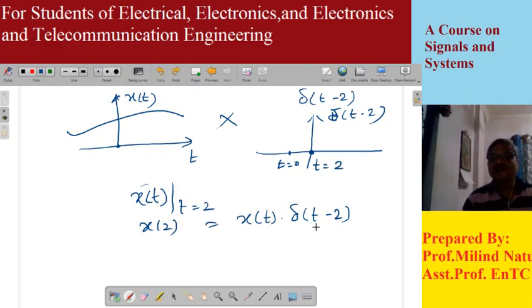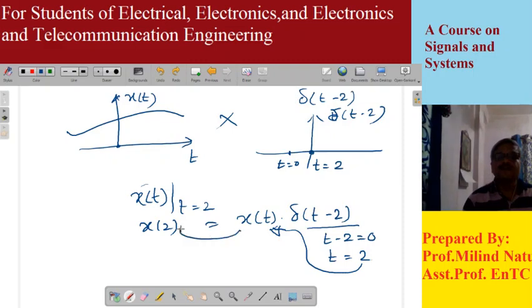So what am I doing here? The thing is, how can we remember or understand this property? Set the term inside the bracket equal to 0, so t minus 2 equals 0, therefore t is equal to 2. And put this value here to find the result.